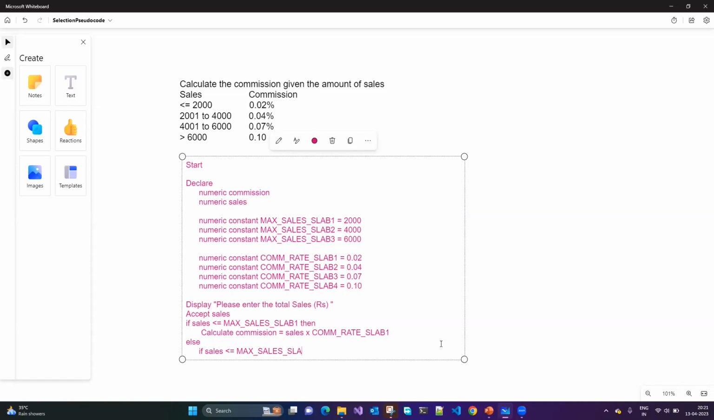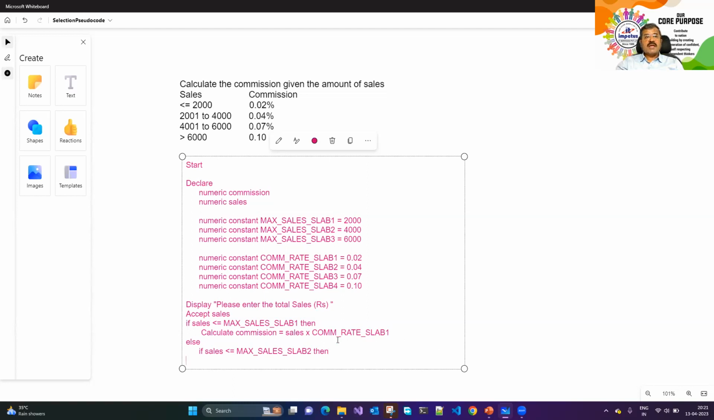Then I say if sales less than or equal to max sales for slab 2. So max sales for slab 2 is suppose 4,000. If sales is less than or equal to 4,000, then what? Then again calculate. We'll calculate again, but look at the way I'm indenting the code. But this time round, it will be the slab 2 rate that I'll multiply.